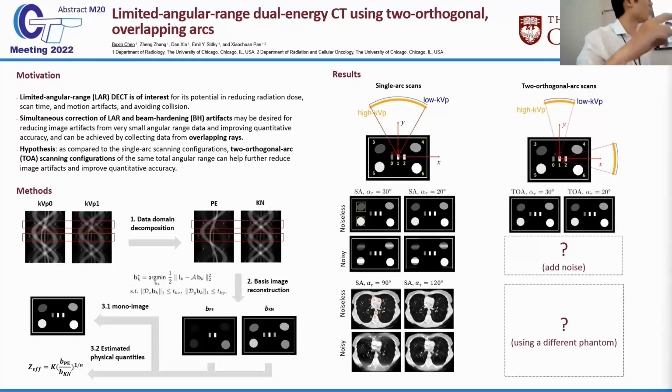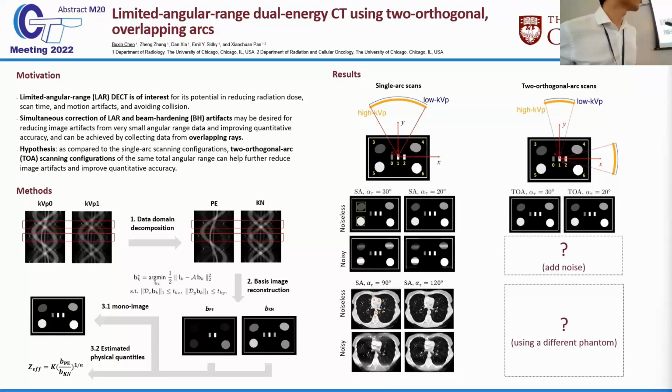In this work, we investigate dual energy CT with limited angular range data. In particular, we're interested in a two orthogonal arc scan configuration, where two arcs are orthogonally positioned, as opposed to a single arc scan configuration.